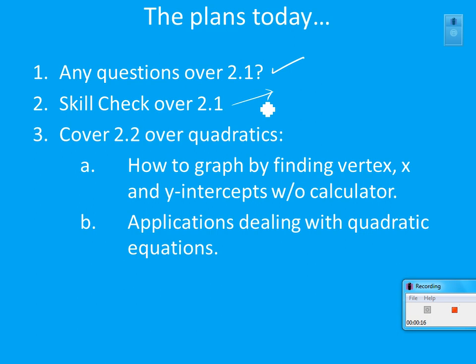What I do need to do with you today is I need to cover Section 2-2 over quadratics. There are some word problems, so don't be scared. And I'm going to ask you to do some things without the graphing part of your graphing calculator. So don't be scared of that either.